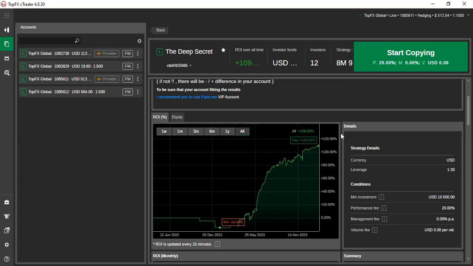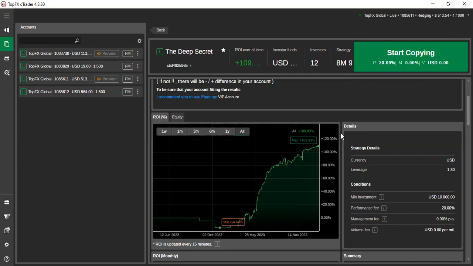And then on the other side, we also have other details about the strategy provider. So strategy details. You'll be able to see the person's base currency and the leverage they are using, and all that. So this person is using a leverage of 1:30, and a currency USD, and the minimum amount you can copy this trader with is 10,000 US dollars. And then this person is charging a performance fee of 20%.